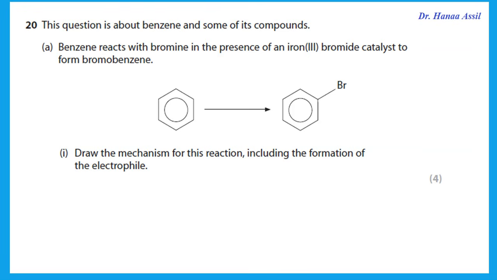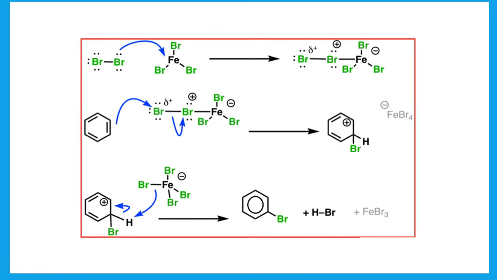This question is about benzene and some of its compounds. Benzene reacts with bromine in presence of iron 3 bromide catalyst to form bromobenzene. Draw the mechanism for this reaction, including the formation of the electrophile. So, how do we draw this?